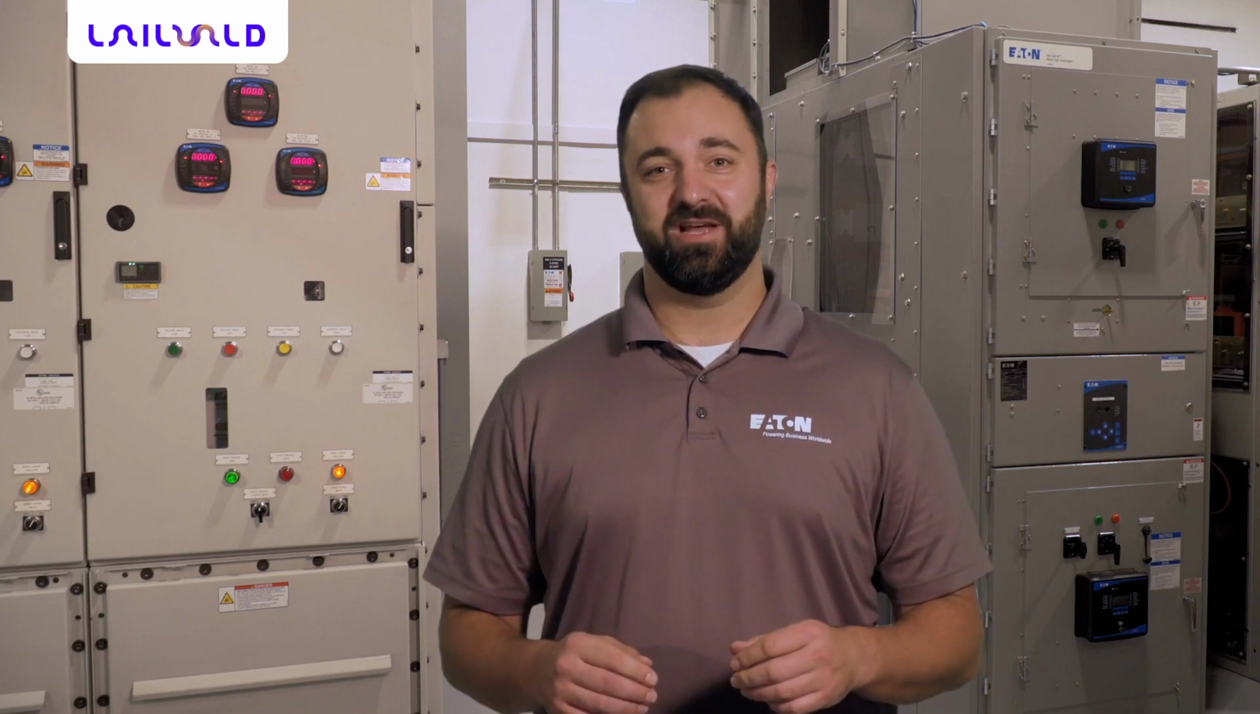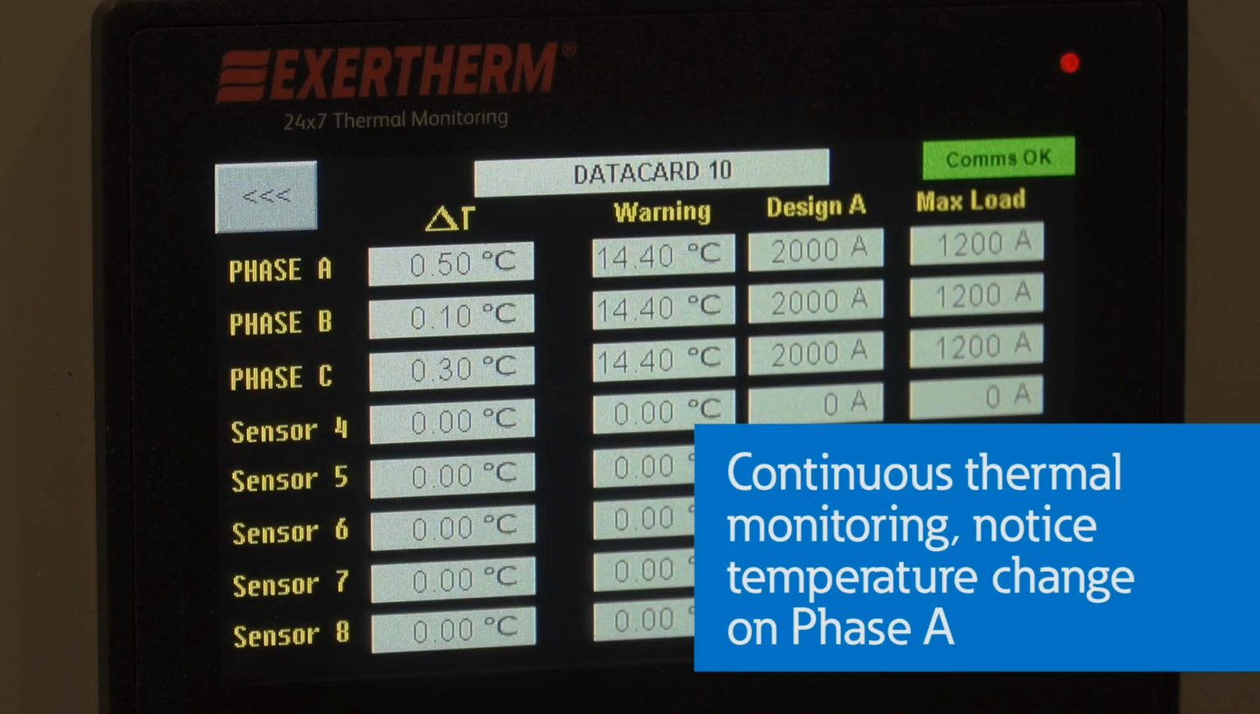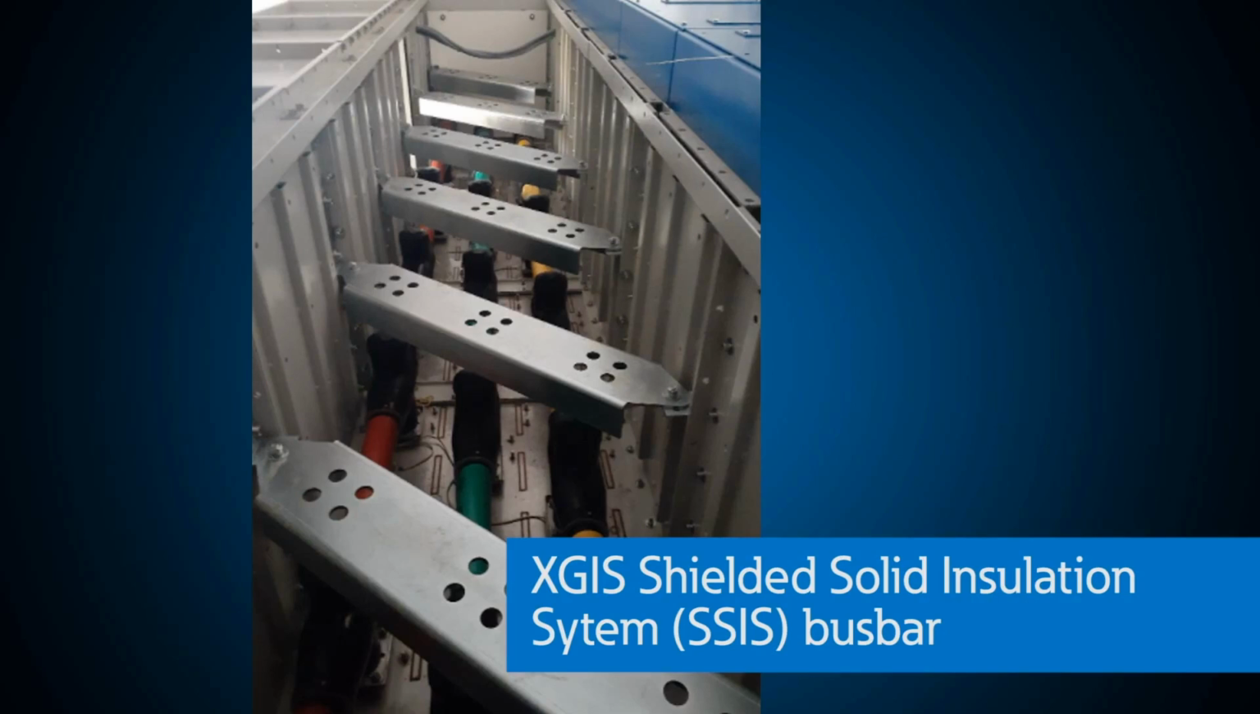We will now look at an example of a continuous thermal monitoring solution. This solution calculates a delta T comparing ambient to bus bar temperature to determine system health. GIS, in contrast, does not require thermal scans due to all cable connections and bus bars being shielded and grounded, touch safe.